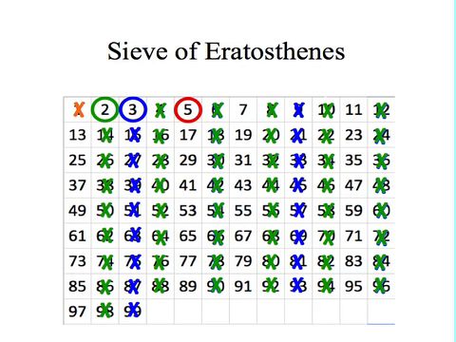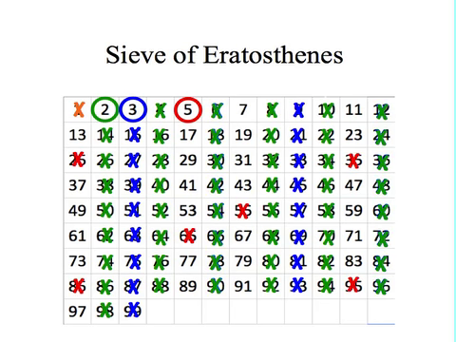so we go to 5, which is prime. And we know that numbers that end in 0 or 5 are divisible by 5. Well, the numbers that end in 0 are even, so they're already crossed out. A few of the numbers that end in 5 are also divisible by 3, so they're crossed out.